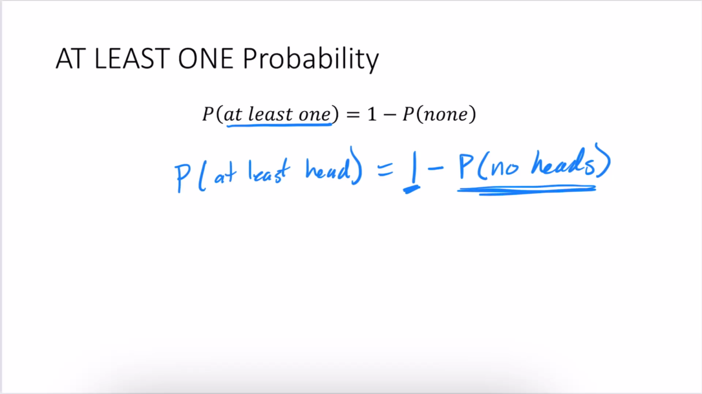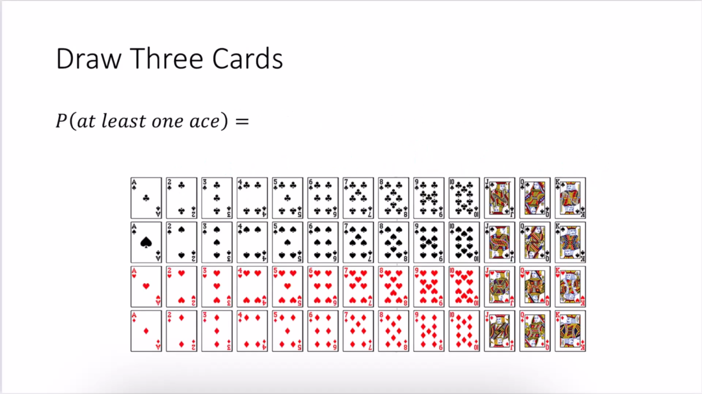And this idea is very similar. It's just kind of like a probability version of it, because you take a 100% chance probability and you subtract the probability of getting what you don't want. And that will give you the probability of what you do want, which was at least one head.